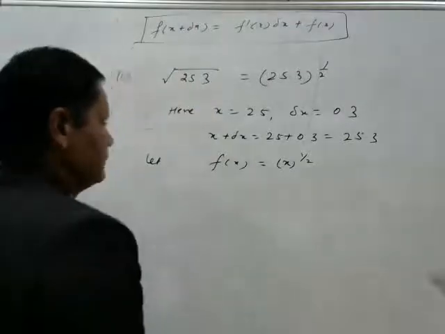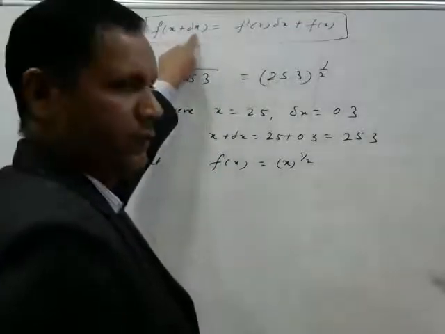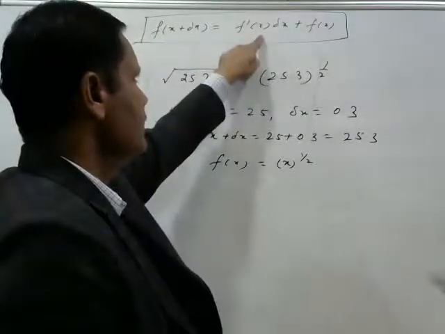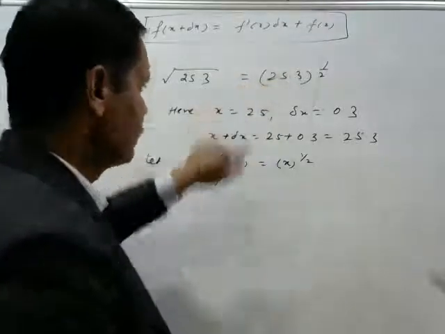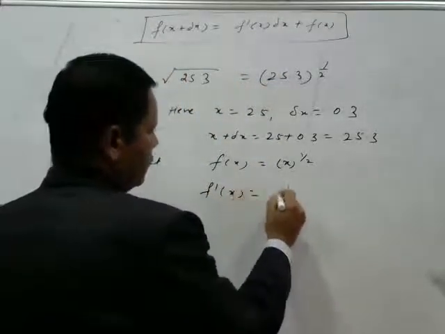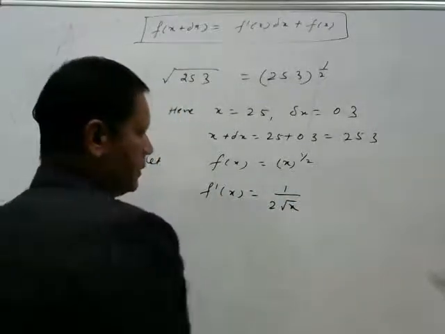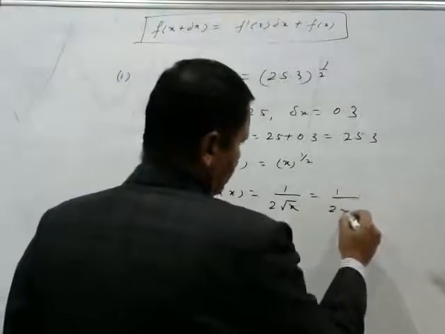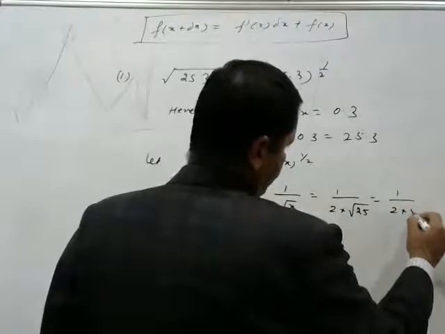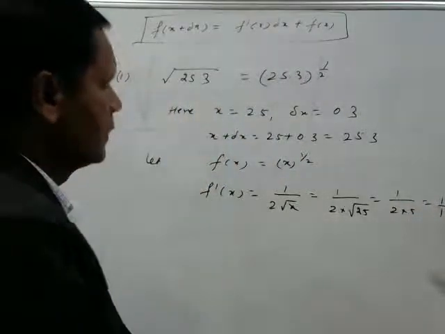Right? Now, if you remember the formula, we need f of x plus delta x. This value I have to find out. Right? f dash of x into delta x. That means I have to differentiate this also. I will differentiate. f dash of x will be 1 by 2 under root x. Right? Now 1 by 2 under root x, under root 25, we have 1 by 2 into 5, 1 by 10. This is the value of f dash of x.